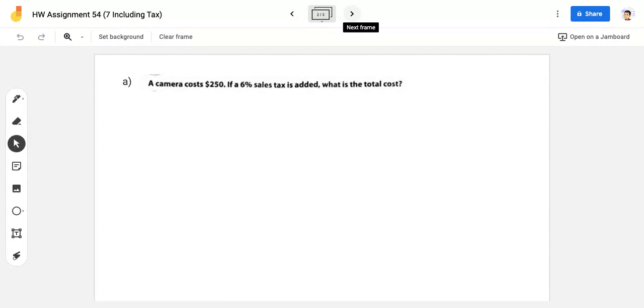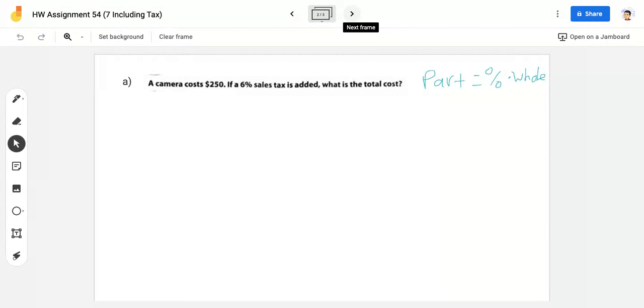All right, so we can use whatever strategy we want to figure out what 6% of $250 is. For the first one, I'll use the percent equation in order to figure it out. I think that one works nice for us. So we want to figure out, first off, what is 6% of 250? We're looking for the part. Remember, our part is equal to our percent times our whole.